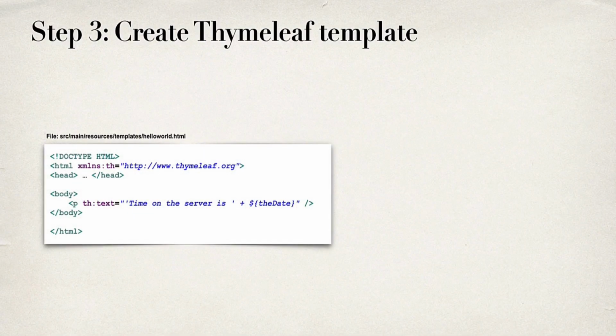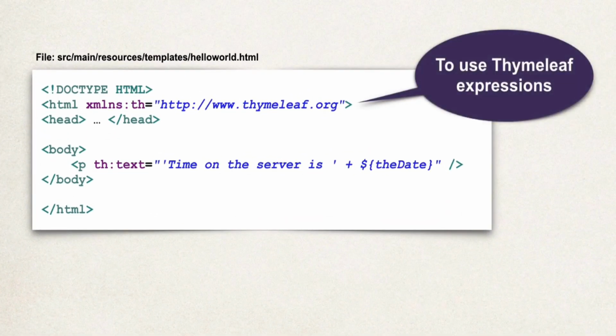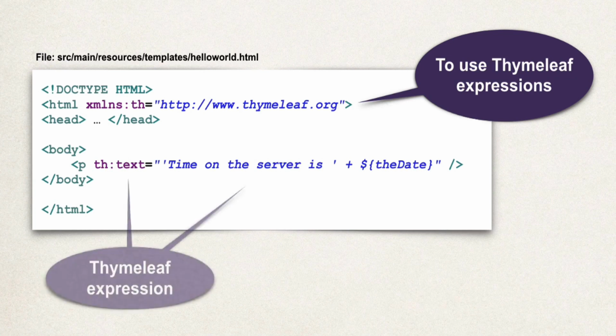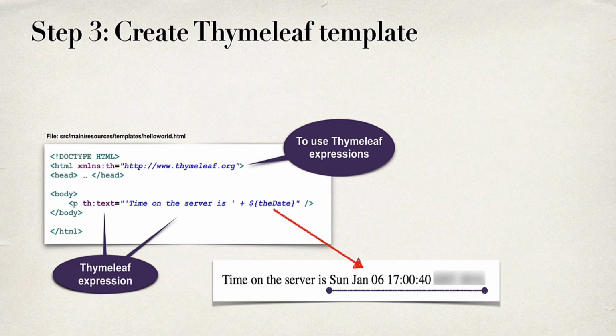Okay, with step three, we'll create the Thymeleaf template. So remember, our template is basically an HTML file, and we can drop in some Thymeleaf expressions. So let me zoom in here for a second. The one thing that we'll do up top is we'll set up the XML namespace for th. That's to use the Thymeleaf expressions. And then we use that expression here for th:text. And that'll give us this output here. Time on the server is, and then we plug in the actual date.